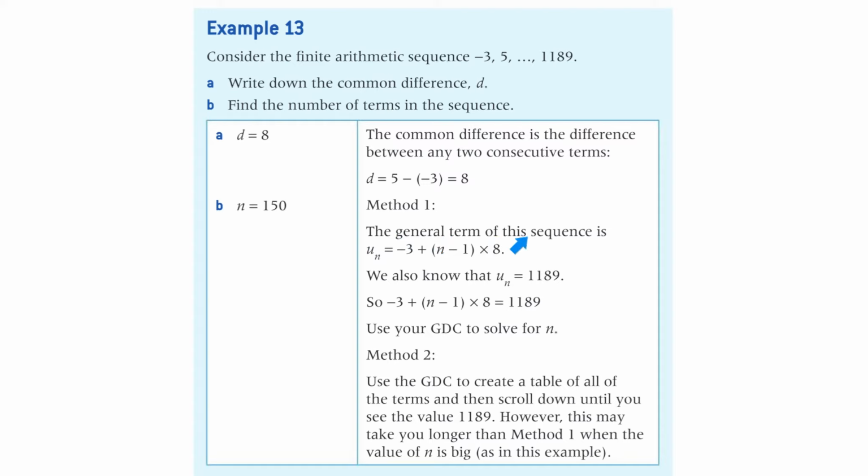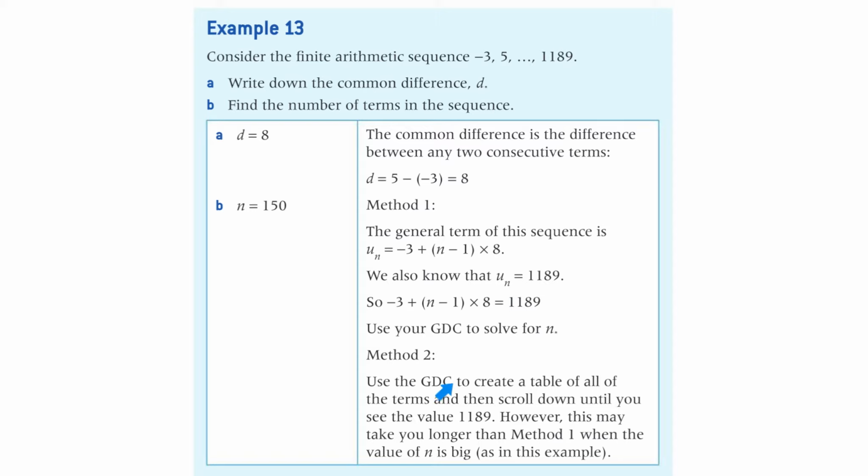Method 1. The general term of this sequence is, remember, this is our formula, un equals u1 plus n minus 1 times d. We know what d is. We know what u1 is. We can find n there. We also know that un equals 1189. So if we equate this to that, we can again find n, as we just did in the previous example. Use your GDC to solve for n, or you can just do it by sums, but you could use the calculator, I guess. And then you solve it for n, and you get 150.